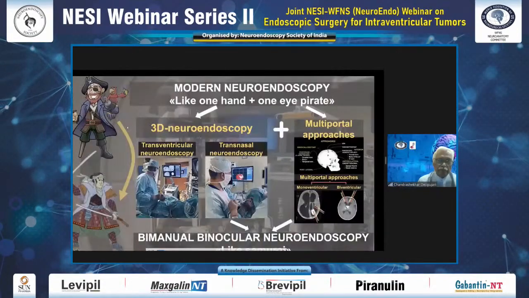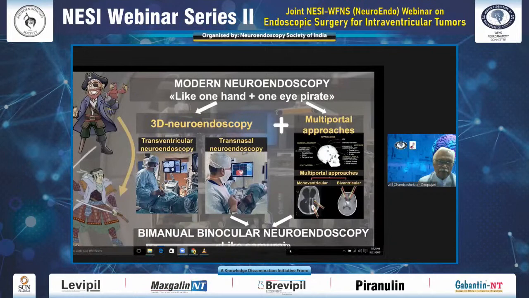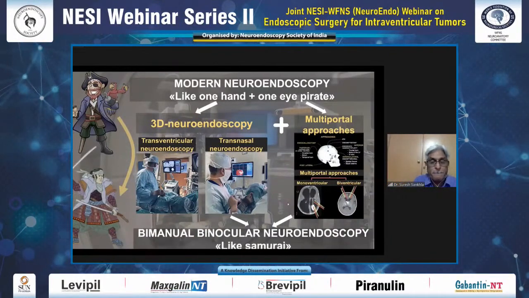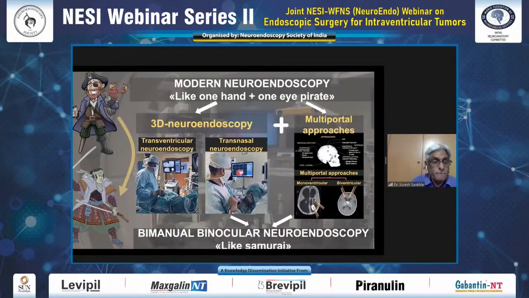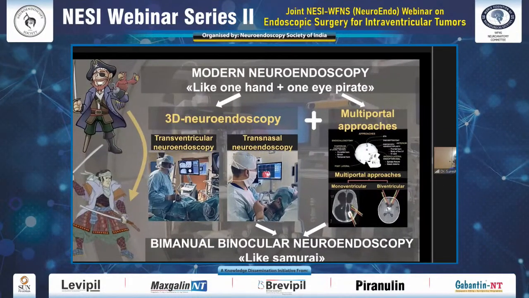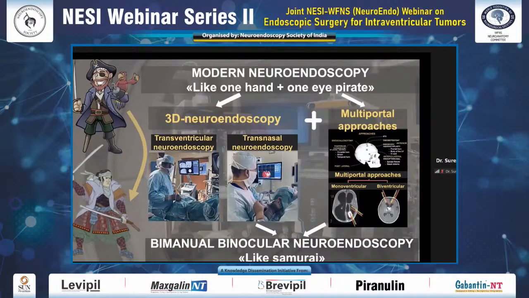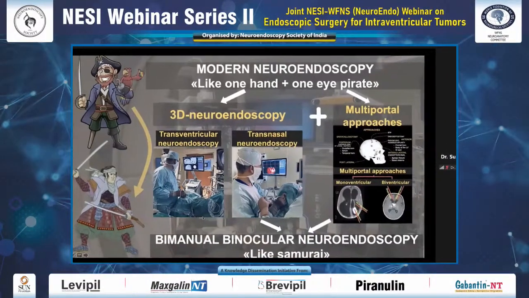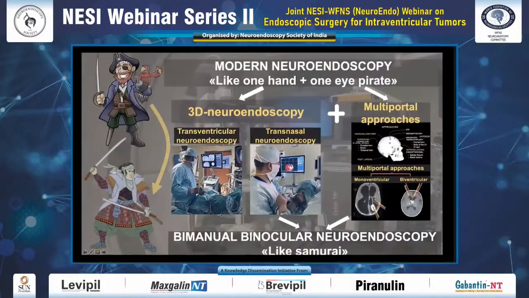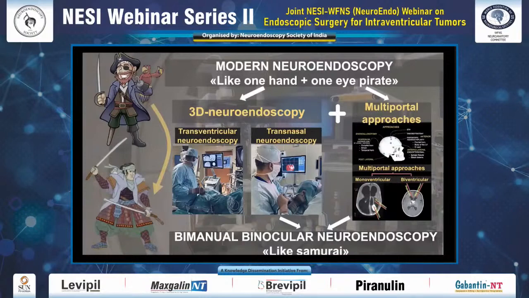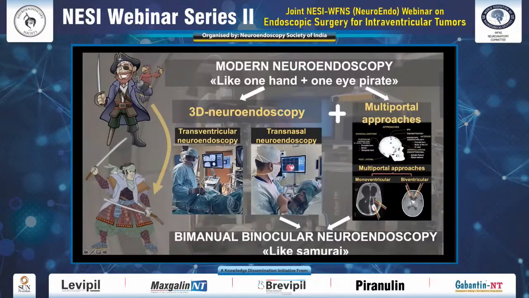So I will try to find new ways to exclude these limitations. We find 3D neuroendoscopy very useful, and the multi-portal approach is very useful for improving this current technique. And now we have binocular neuroendoscopy, like a samurai, as you see on the slide.